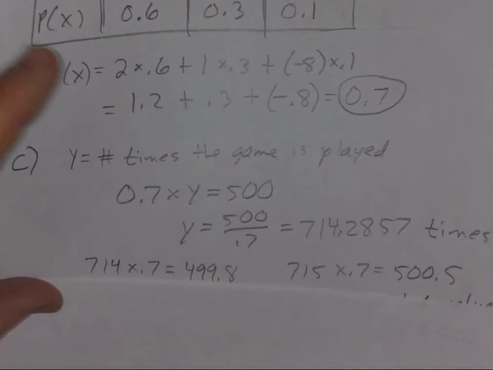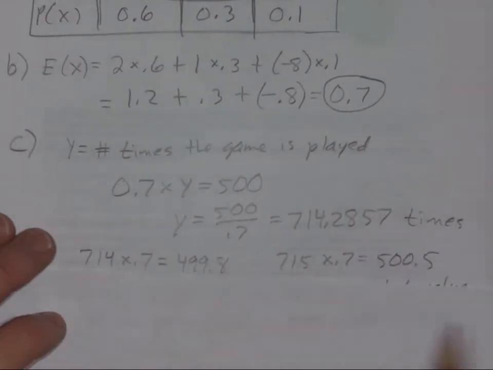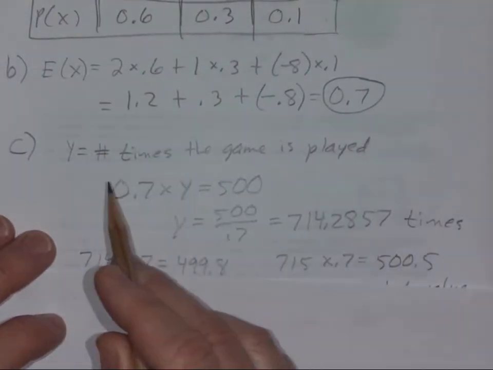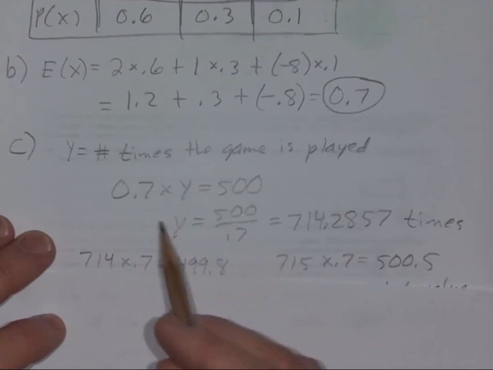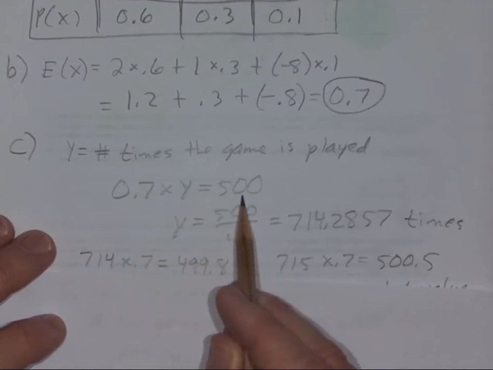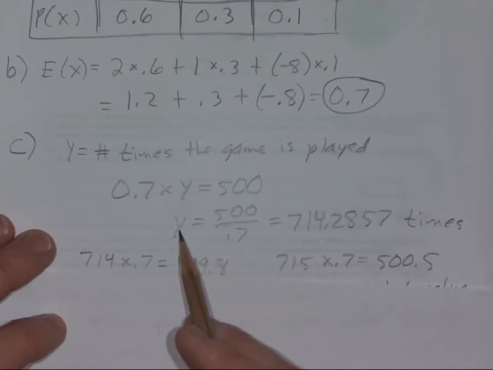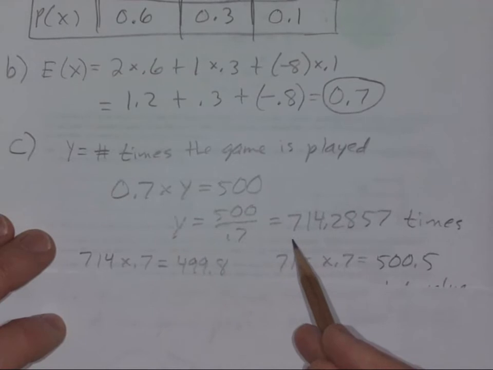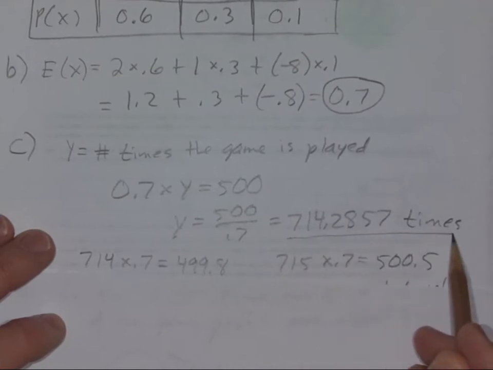And so I just set up a little equation. I called it Y because X had been defined as something else. So Y is the number of times the game is played. So 0.7, or 70 cents, times the number of times played is going to be equal to 500. And it says at least 500, by the way. And so I just solved this for Y. But it wants at least 500.